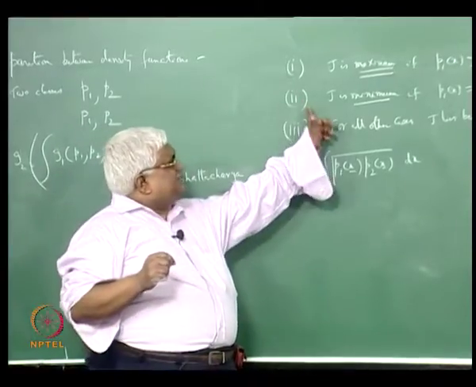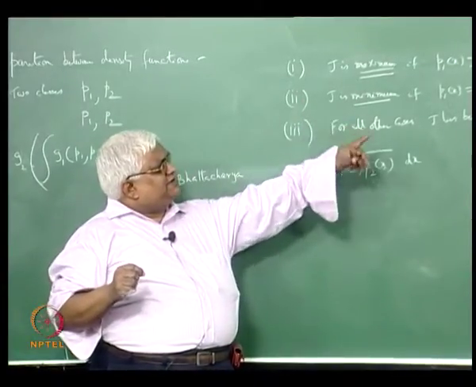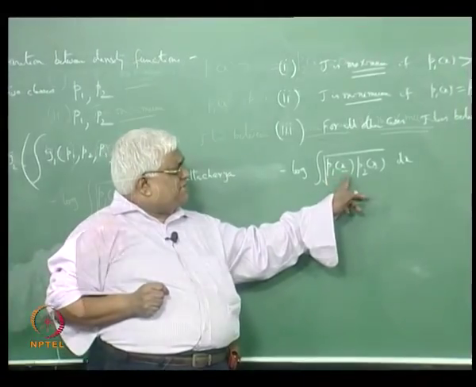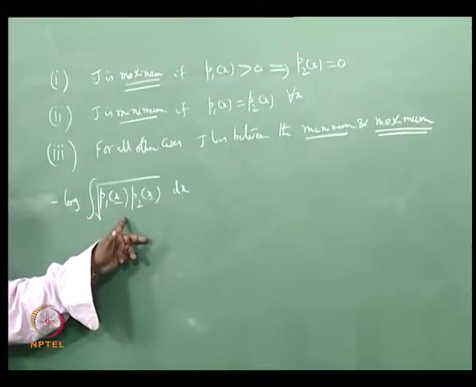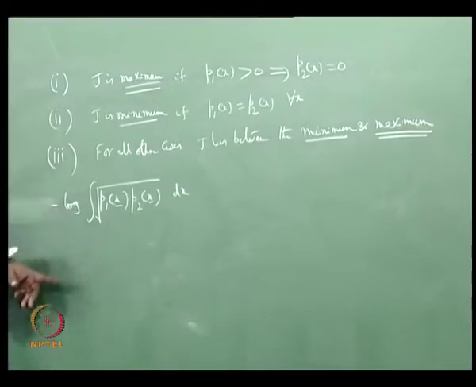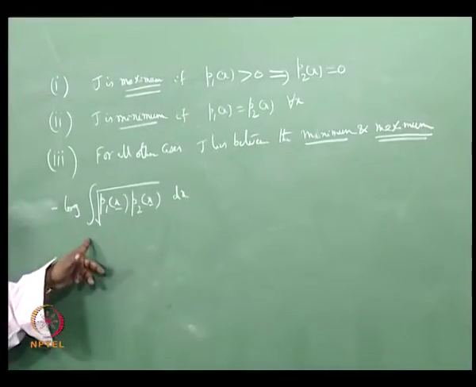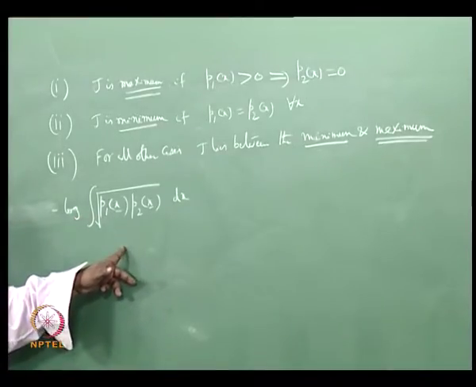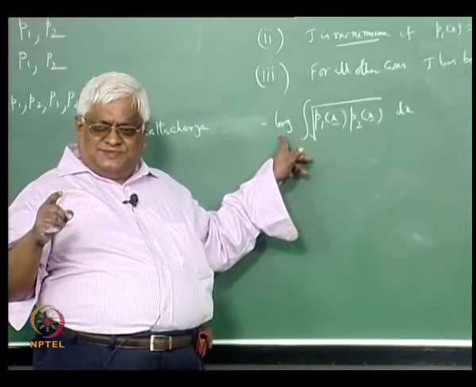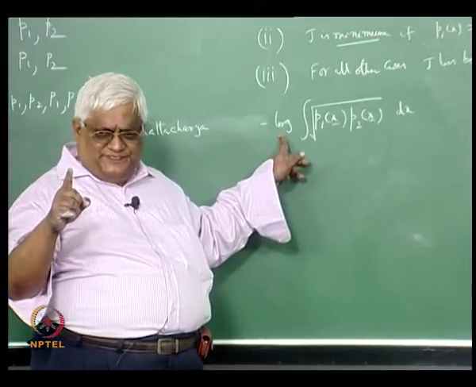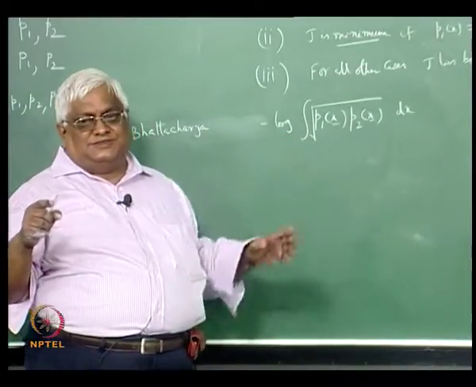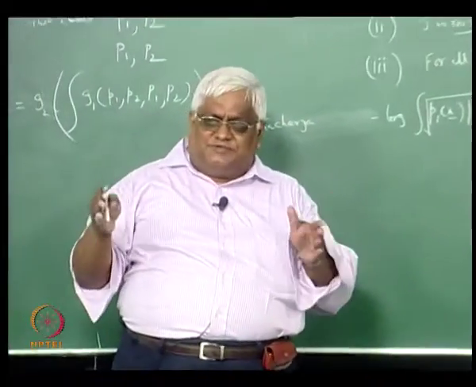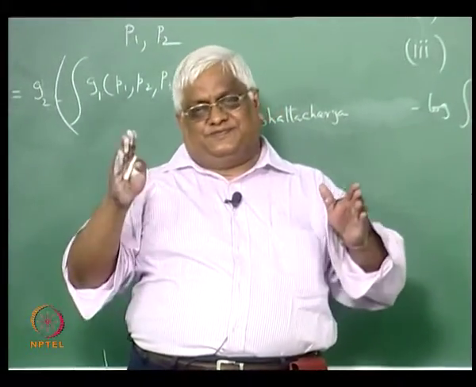Let us look at the case 2, that is the second one. Suppose p 1 x is equal to p 2 x, then what is going to happen to this one? This is integral p 1 x, and you are going to do the integration over the whole space. So, this value is going to be 1, log 1 is equal to 0 and minus of 0 is 0. So, the minimum value is 0.